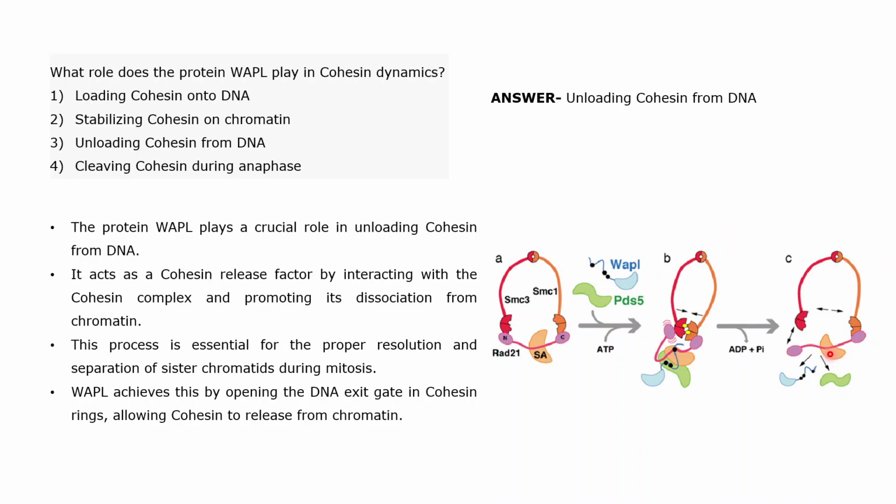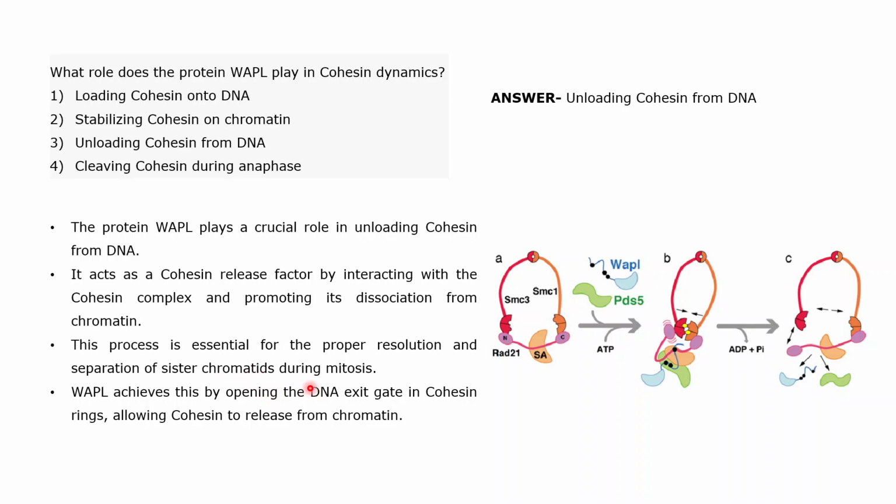Whenever it is open, the cohesin is in an open conformation, so it is free to leave from the DNA. That is what it does: it unloads the cohesin from the DNA molecule. So WAPL along with the protein PDS5 and ATP hydrolysis does this process, the unloading of cohesin from the DNA. It acts as a cohesin release factor by interacting with the cohesin complex and promoting its dissociation from the chromatin. This process is essential for the proper resolution and separation of sister chromatids during mitosis, because it opens up the whole cohesin molecule.